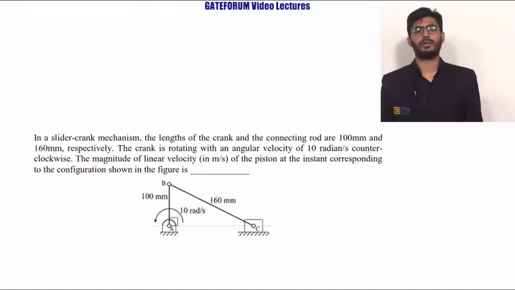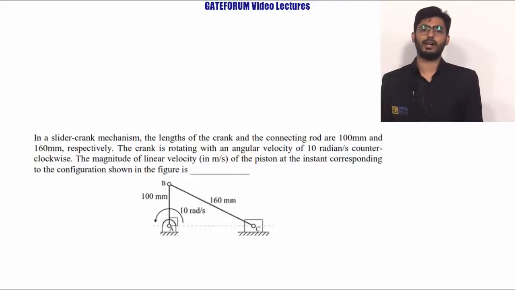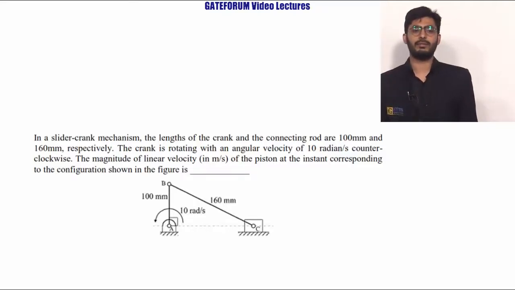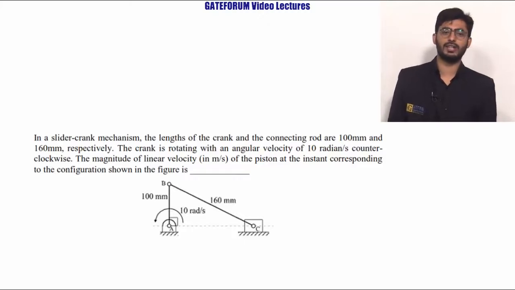This question belongs to the topic theory of machines from the subtopic mechanisms. In a crank slider mechanism, the length of the crank and connecting rod are 100 mm and 160 mm respectively. The crank is rotating with an angular velocity of 10 radian per second counterclockwise. The magnitude of linear velocity of the piston at that instant corresponding to the configuration shown in figure is dash.